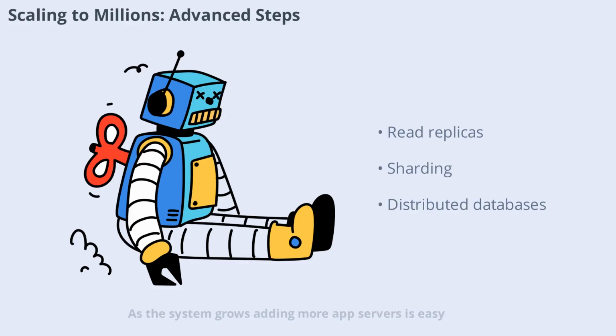As the system grows, adding more app servers is easy, but the database becomes the next bottleneck. Read replicas multiply read capacity, but eventually write throughput hits a wall. At this stage, sharding is introduced, partitioning data across multiple databases. This distributes both read and write loads, but also brings complexity. Many teams consider moving to distributed databases that handle sharding automatically. Each scaling stage solves a specific bottleneck, allowing the system to handle millions of users.